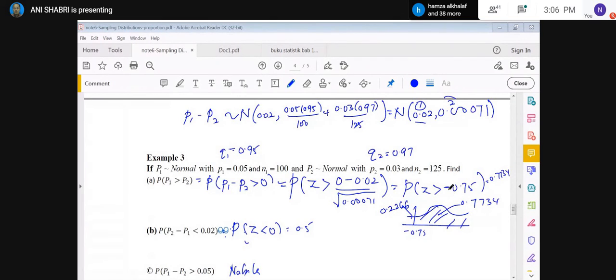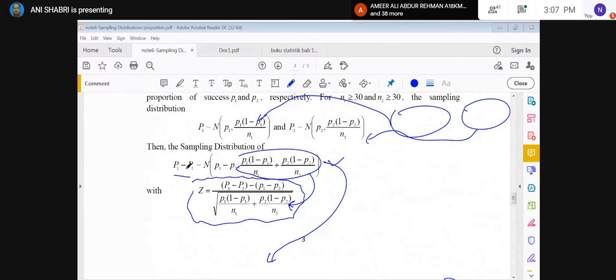Betul? Nak tanya, yang P1 minus P2 ni dia akan sama dengan P2 minus P1 ke? Tak sama. Kalau awak buat P2 minus P1 dapat negatif lah depan ni. Yang belakang sama. Yang depan dia dapat negatif. Kalau P1 minus P2, dia sama. Sini pun P1 tolak P2. Kalau P2 tolak P1, ni P2 tolak P1. Yang belakang sama ni, sebab dia gunakan tanda plus.